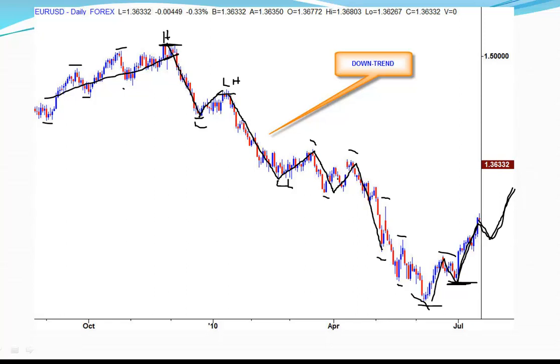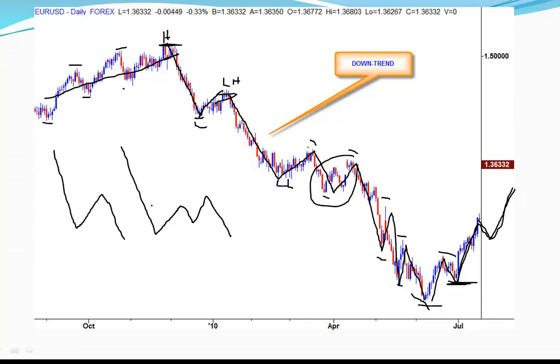Sometimes pullbacks are pretty, and sometimes they're not so pretty. Sometimes they're simple, and sometimes they're complex. This would be considered a complex pullback. This is basically a simple one. A simple pullback would be a move down, and then your pullback, your retracement in a trend. A complex one would be a downtrend, a bounce, a failed test to try to make a new low, another bounce, and then a continuation. So this is a complex, and this is a simple.